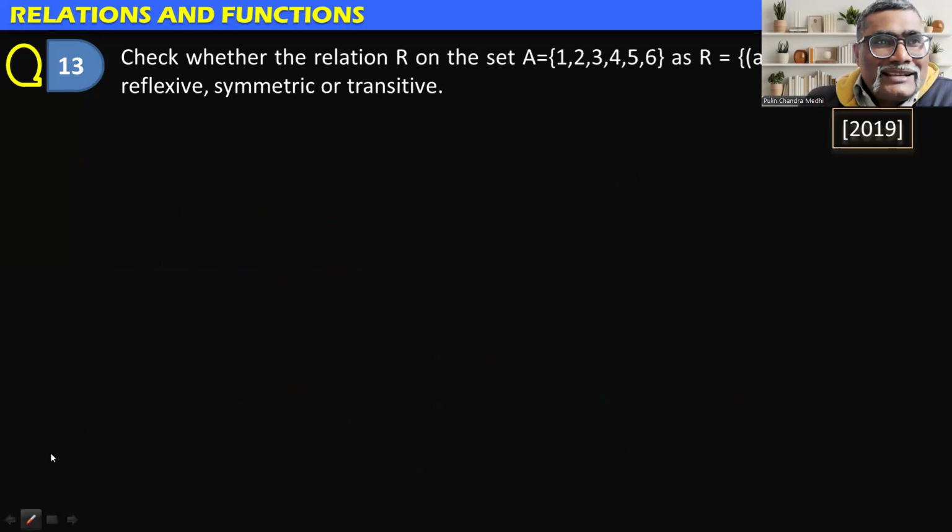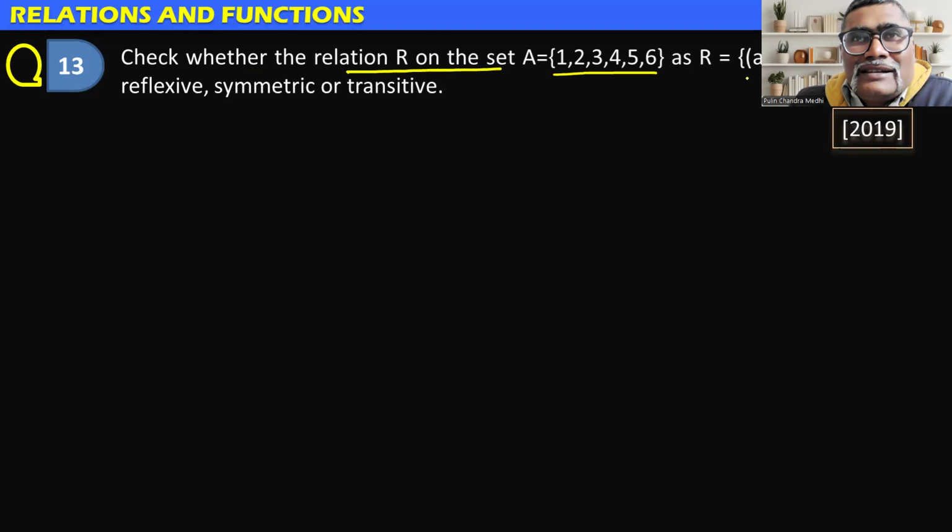Now, next, check whether the relation R on the set A, which is containing 1, 2, 3, 4, 5, as R equal to (A, B), A and B are related if B is equal to A plus 1. Few minutes back, we have done a problem of this kind. So it will not be difficult. In MCQ, we did. So here, this time it is in the descriptive. It is reflexive, symmetric, and transitive. You have to check which one is true. So let us do the solution.